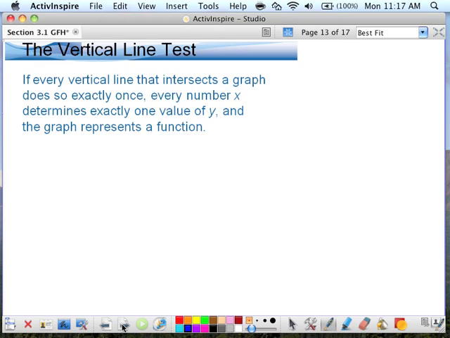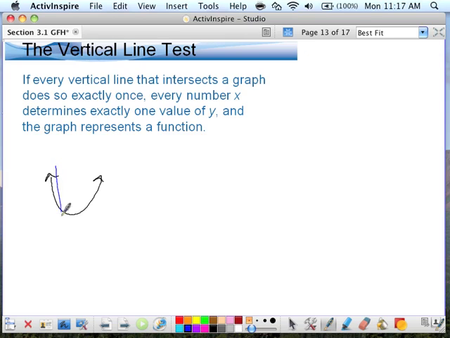That brings us to the vertical line test. The vertical line test is simply a way of looking at a graph and determining whether that graph is a function or not. Basically, it says that if you have a graph and you imagine running a vertical line through any part of it, it can only hit it once. It can never hit it twice.